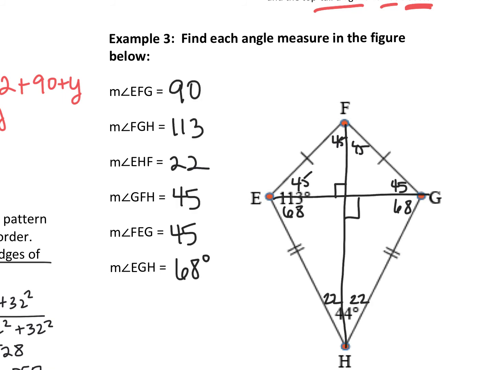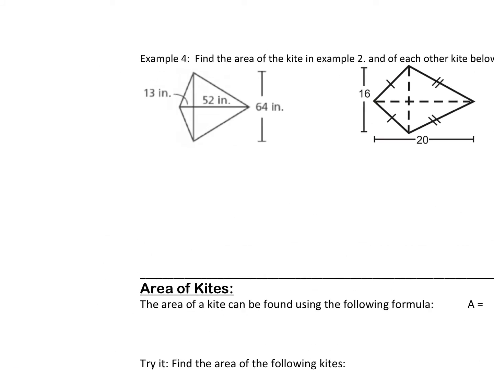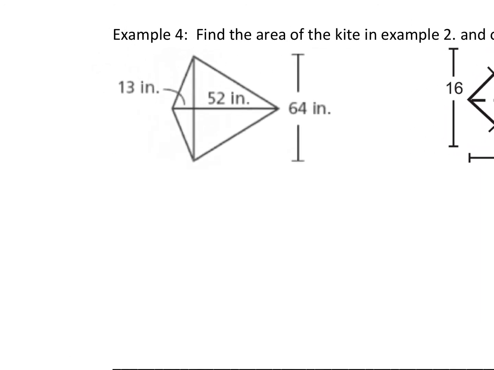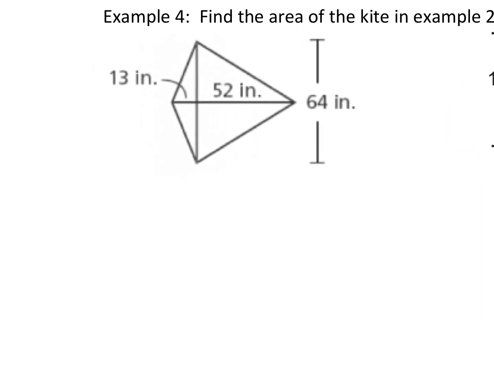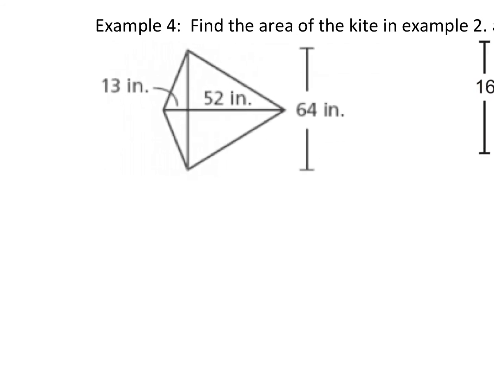Now let's talk about the area. Okay, this first example, we're going to find the area. This was the example from example 2, and we're going to find the area of this kite. Basically the area is from 2 triangles. We've got this triangle here, and we have this triangle here, and they are congruent triangles.